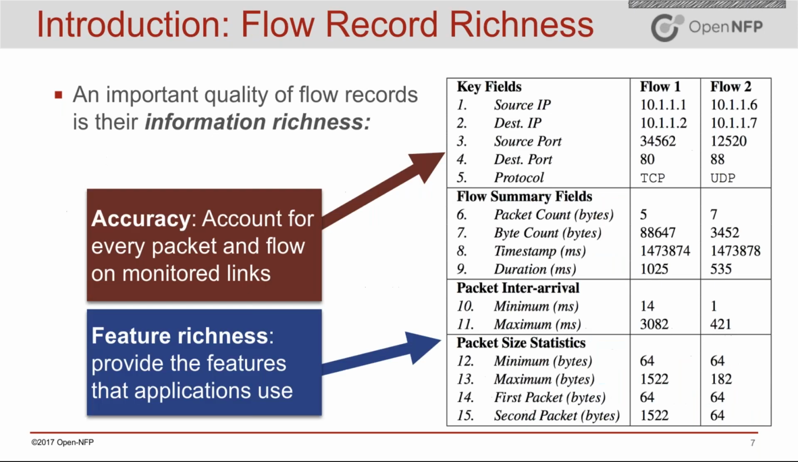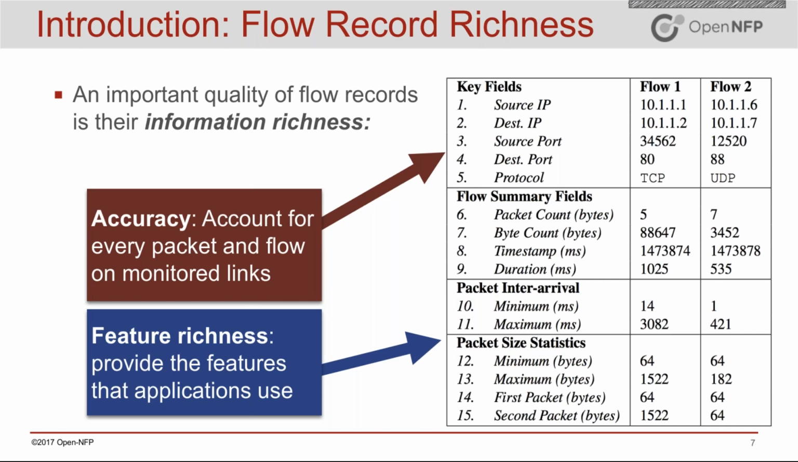And so an important aspect of flow records is their richness. We call this information richness, which basically describes two properties. First, the accuracy of the flow records. Do the flow records account for every packet and every flow on the links that the monitoring system is actually monitoring? Accuracy is important for application correctness. If you're trying to detect threats and you're feeding your threat detection application flow records that don't actually account for every flow, then you will probably miss something critical, especially if it's a low-rate attack.